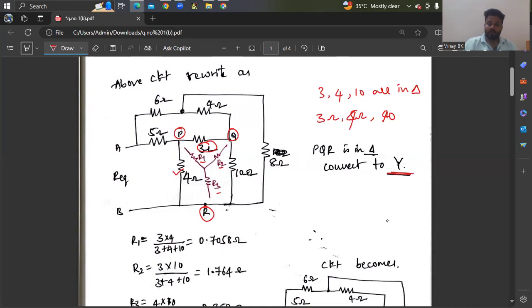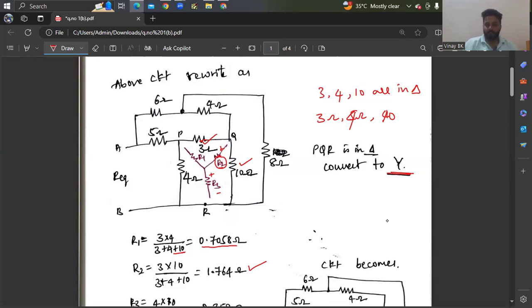To find R1, adjacent resistors, 3 ohm into 4 ohm divided by the sum of these three. Therefore, 3 into 4 divided by 3 plus 4 plus 10, you can get 0.7058. Similarly, to find R2, adjacent resistors are 3 into 10 divided by 3 plus 10 plus 4. You'll get 1.764 ohm.